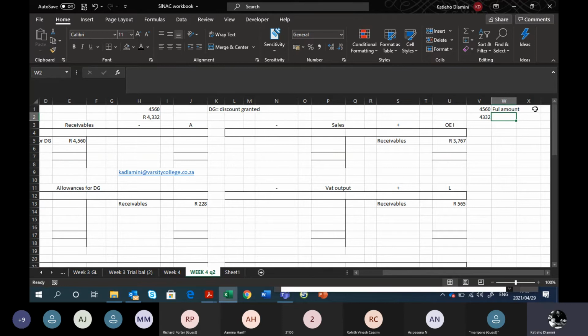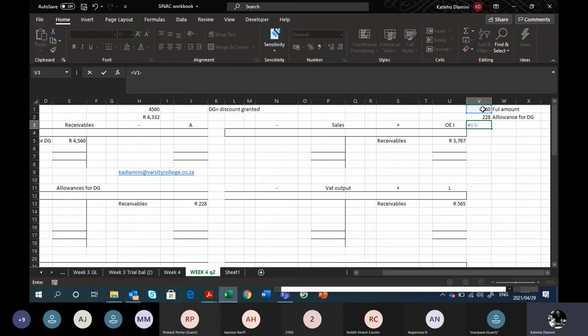So then we have the discount. So this amount multiplied by 5% will give you that allowance for discount granted. Right? Then you have the discounted amount, which is this minus that amount, which is the 433. So that's the discounted amount. Okay.